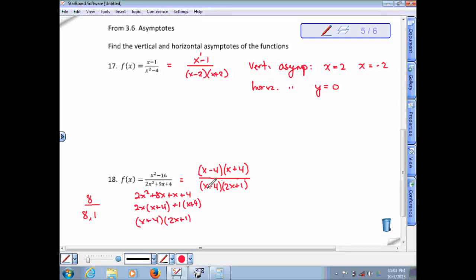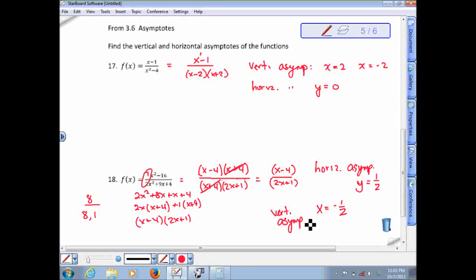A little tricky here on this one. The x plus 4s cancel out, so this isn't actually going to give a vertical asymptote. It's a hole in the graph rather than a vertical asymptote. So now what I wanted to show you here is these have equal degree. It's degree 2 over degree 2. So in that case, you take the ratio of the leading coefficients, which is 1 over 2. So the horizontal asymptote is the ratio of the leading coefficients, y equals 1/2. Now the denominator, because those canceled, this is the factor that produces a vertical asymptote. So it's x equals negative 1/2 for the vertical asymptote.